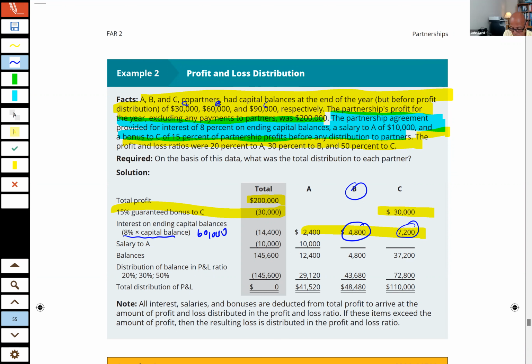So now we've got some of that 200,000 going out that way. And then they told us we have to pay a salary to A, so that goes into A's account. And then we have the remaining 145,000 that's left, of which the problem told me 50% goes to C, 30% goes to B, and 20% goes to A. And then the question might ask you what the capital balance is in one of the partners' accounts after you do all this. Following directions, we just did what the problem told us to do.